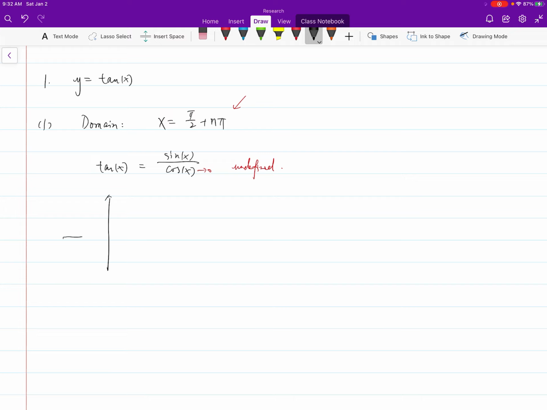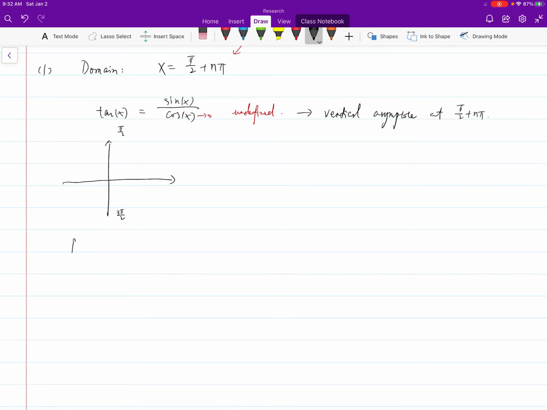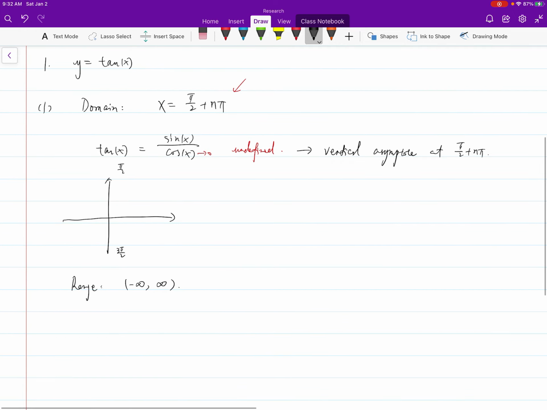So any other number will be working. This one will not be working. And if you think about it, when you plug in this, you have 1 over 0 here, and at here you have negative 1 over 0, roughly speaking. So not only is it undefined, you actually have a vertical asymptote at pi over 2 plus n pi.